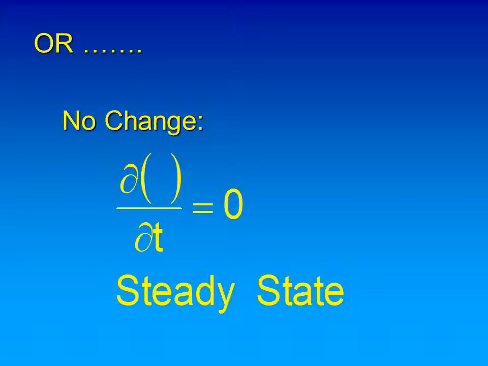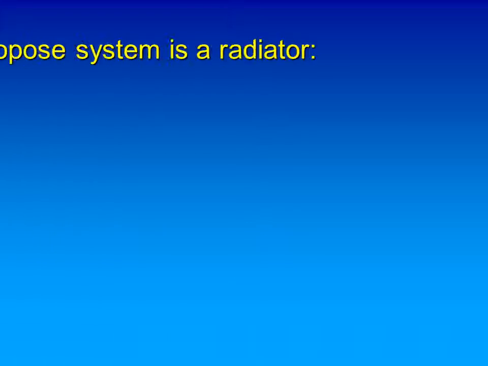If the system itself is not changing with time, and we have many systems that this happens with, then we say the partial of any property of the system with respect to time at a fixed position is equal to 0. That's the definition of steady state, where the change of properties with respect to time is 0.